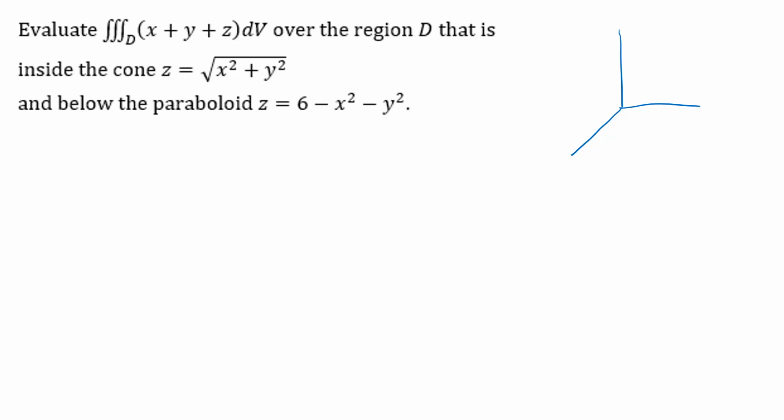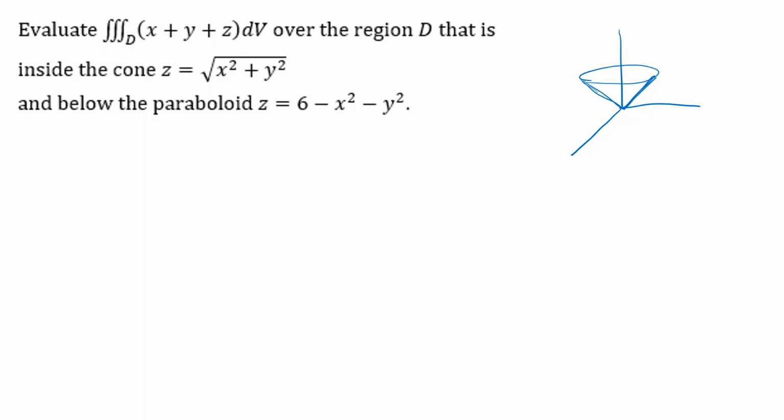Okay, so first of all we have a cone, z equals the square root of x squared plus y squared. So that is only the top half of the cone, where z is greater than or equal to 0. Normally we might write that as z squared equals x squared plus y squared, but this is just the top half, where z is the positive square root of x squared plus y squared.